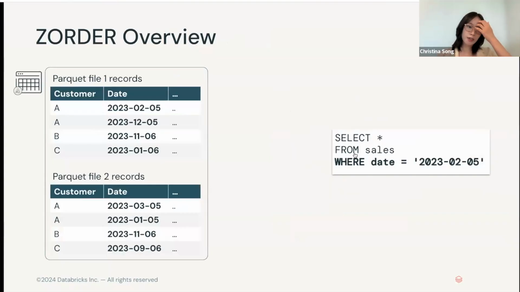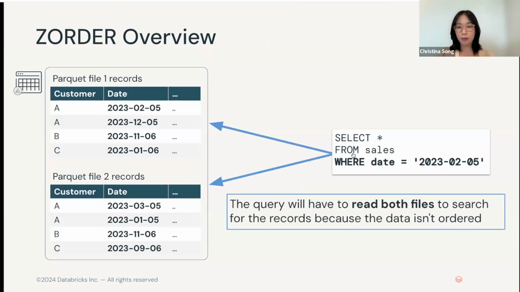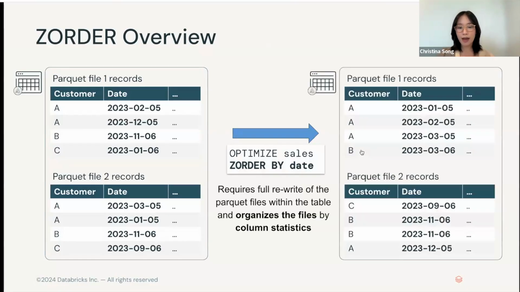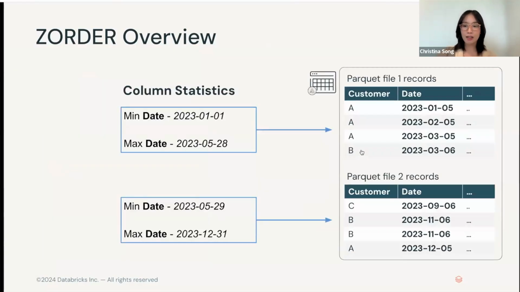So when we look into Z-order, Z-order is a file reordering technique that orders files by one or more columns to speed up selective queries via data skipping. So you would use Z-order in the scenario when the query will have to read both files to search for records because the data isn't ordered. Z-order will rewrite the Parquet files within the tables and organize the files by their column statistics. And in this case, the column statistics are the min-max dates.